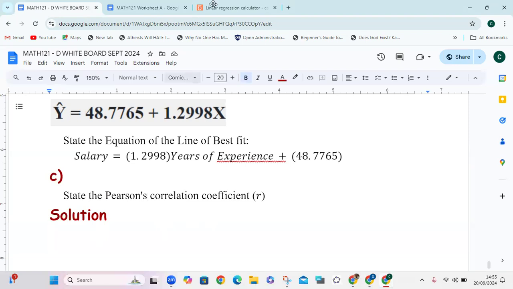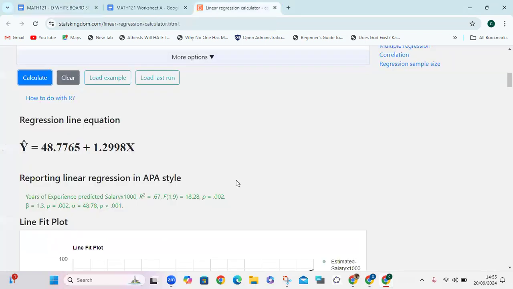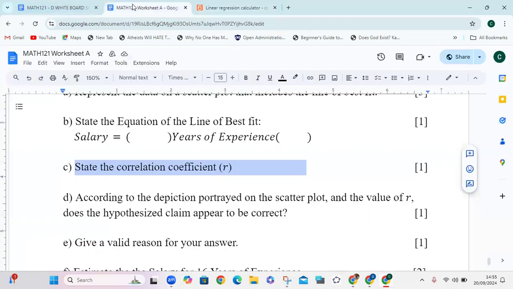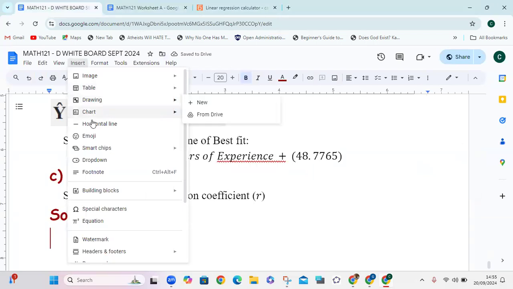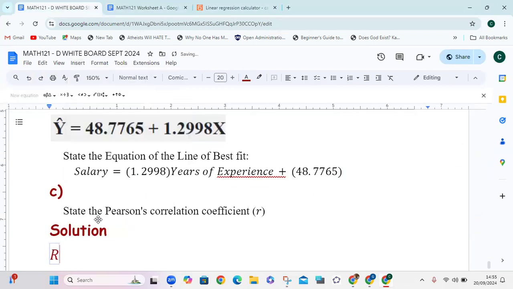So if we go in the results, we should look for R. What we have is R squared. So we can square root R squared to get R. R squared is 0.67. Now R squared is equal to 0.67. R squared is the symbol now for coefficient of determination.